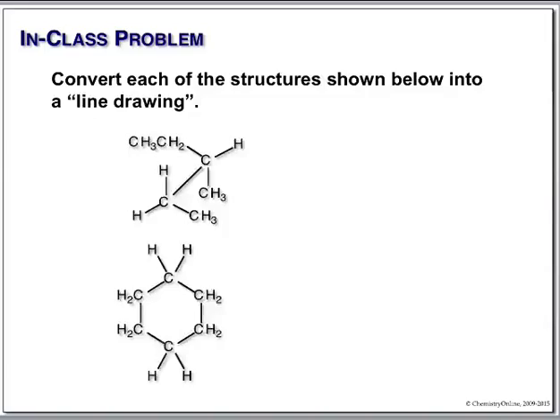Is a sawhorse. Our longest chain. Start here with our front carbon. 1, 2, 3, 4, 5. Right? And on our 1, 2, 3rd carbon end, we have a CH3. 5 carbon zigzag, CH3 on our 3rd carbon. It looks like that.